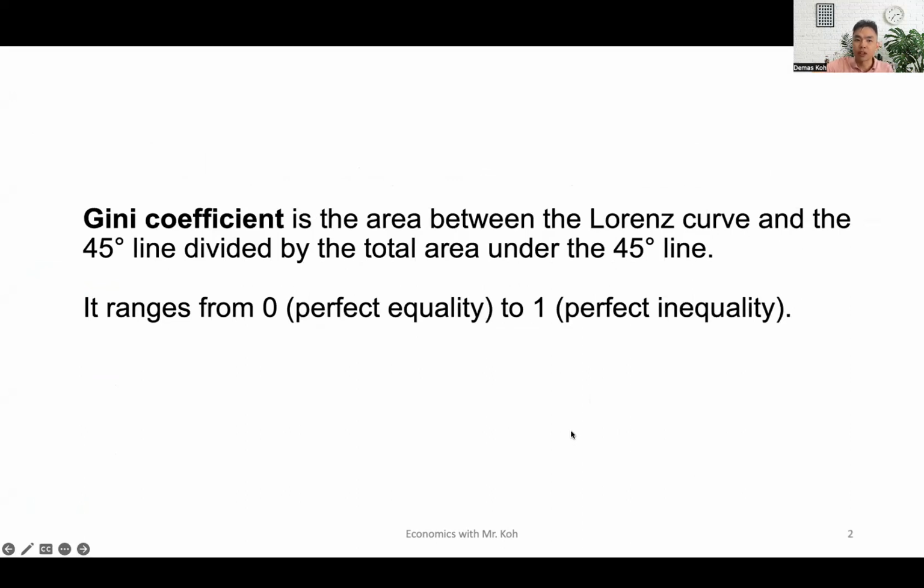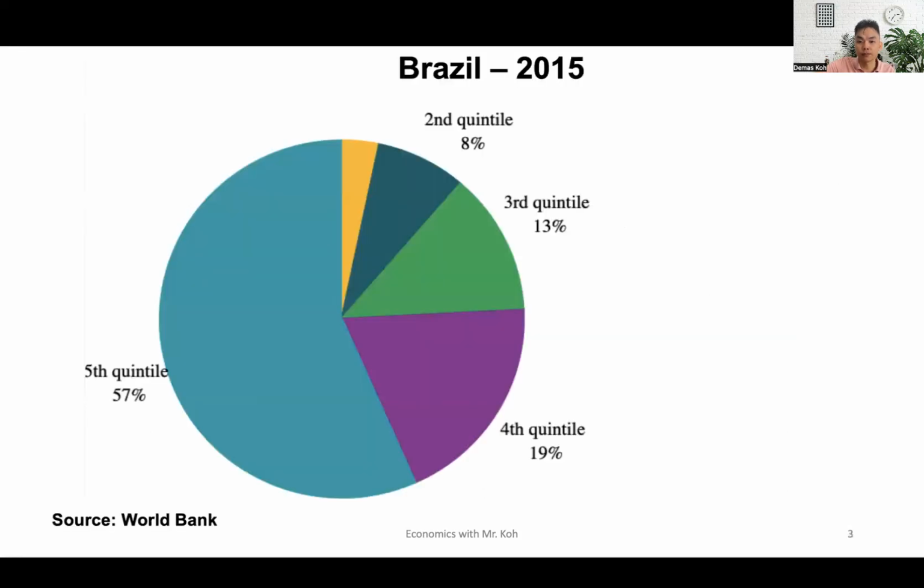Well, in terms of definition, the Gini coefficient is the area between the Lorenz curve and the 45-degree line divided by the total area under the 45-degree line. It ranges from 0, which indicates perfect equality, to 1, a situation of perfect inequality. So I'm just going to go over two examples, two countries. The first one is Brazil in 2015.